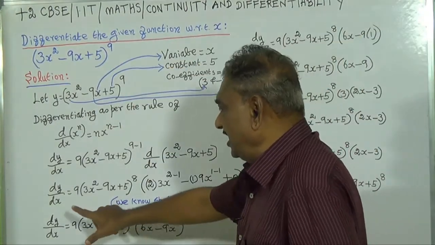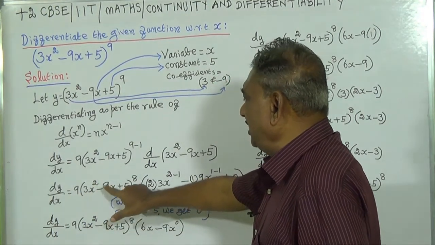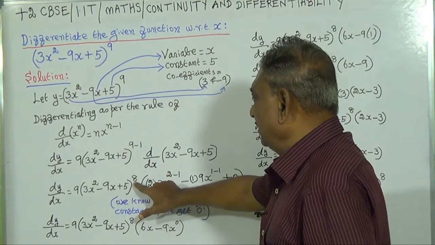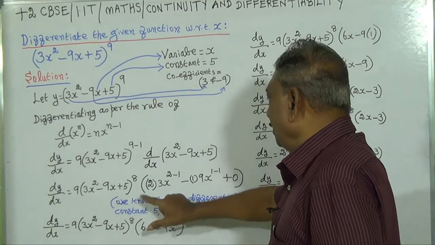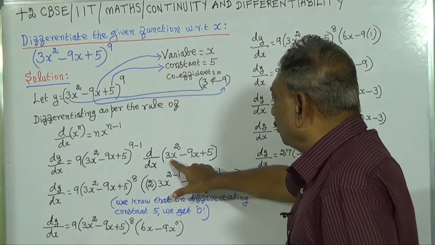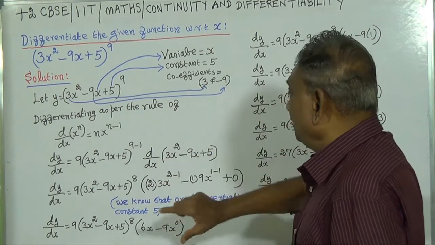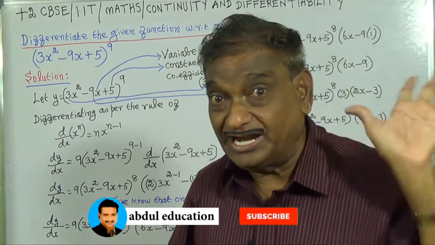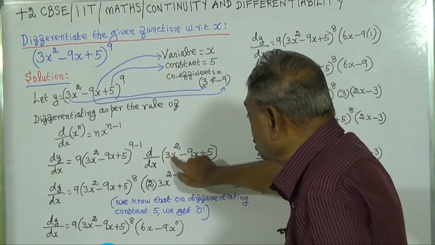dy by dx has come as 9 into 3x square minus 9x plus 5 the whole power 8, 9 minus 1 equal to 8, into, then we are going to differentiate this. Each term should be differentiated separately, don't forget. So what is the first term? The first term is 3x square.